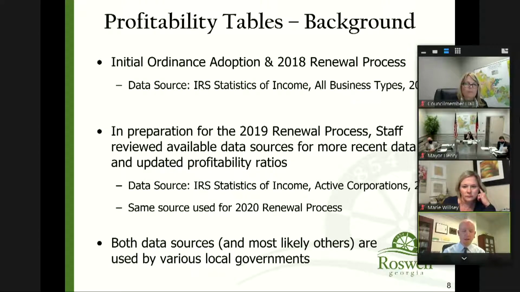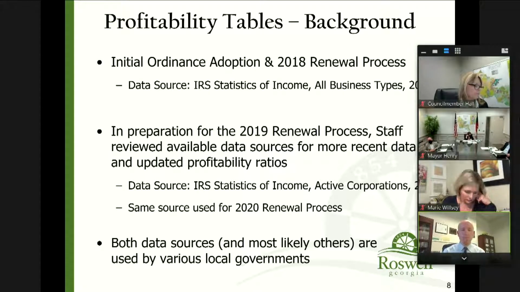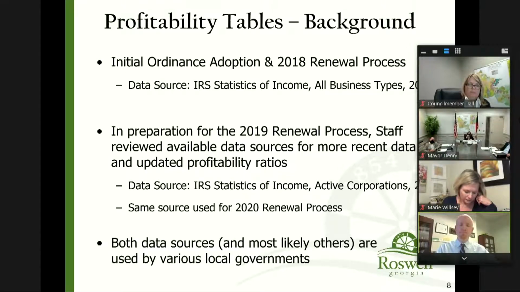And then the last major change that was made was that the application fee that we charge as an administrative fee was made to apply to all businesses, which before this, it didn't apply to home businesses. So those are a few of the other changes that were made as part of the 2019 renewal process, and all those received council authorization at that time.